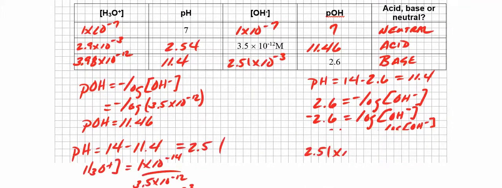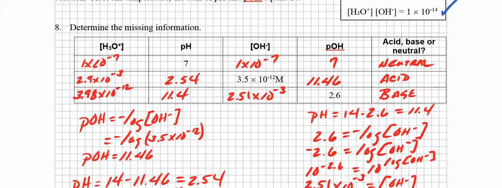Let's take a look at number 8. Number 8 says determine the missing information. In this case, they give me the 7. So if I know that the pH is 7, the pOH must be 7 as well, because 7 plus 7 is 14. That gives me this number right here. Now, I know that pOH is equal to minus the log of the hydroxide ion concentration. So if the pOH is 7, the hydroxide ion concentration must be 1 times 10 to the minus 7. These two values, the H3O plus concentration and the hydroxide ion concentration, have to multiply together to give me 1 times 10 to the minus 14. Therefore, this one also has to be 1 times 10 to the minus 7. When the pH is 7, that is neutral, and that gives me this box right here.